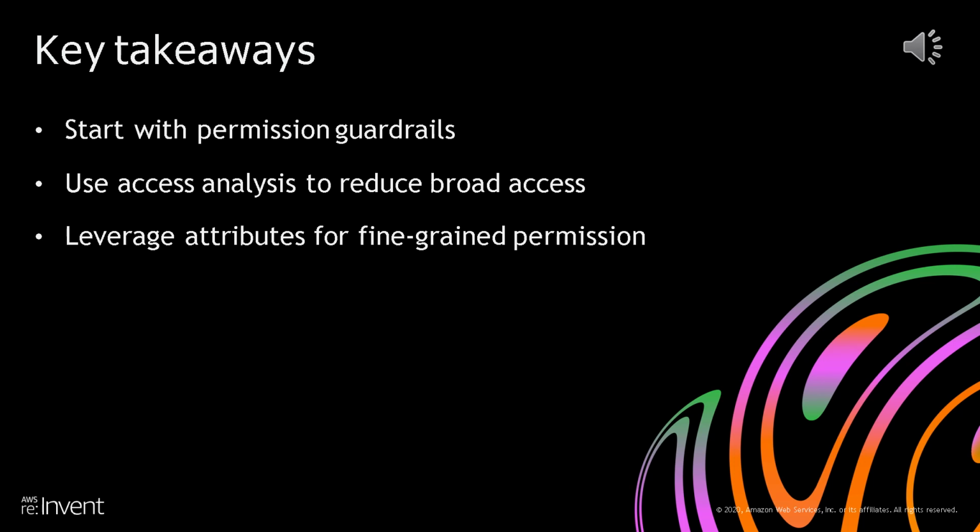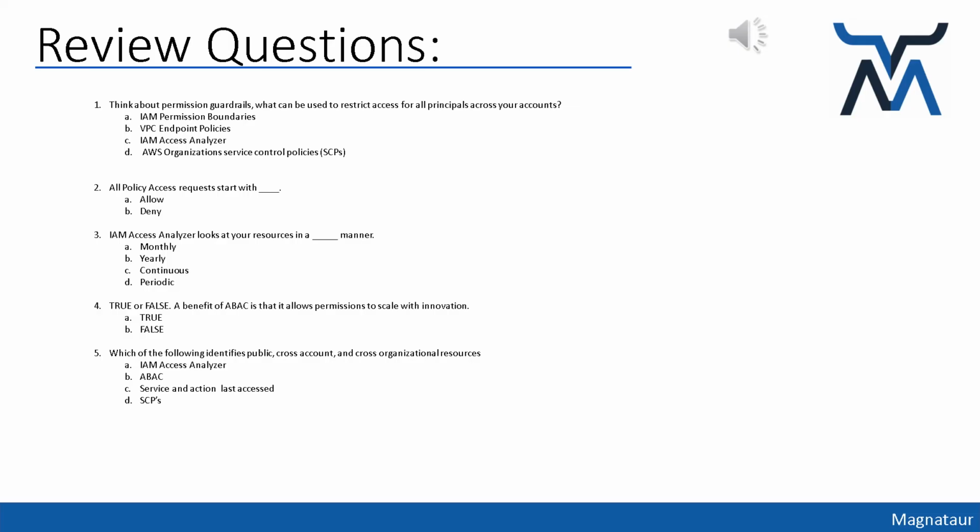Some of the key takeaways to remember are to start with your permission guardrails, to use access analysis to get toward least privilege and reduce broad access, and to leverage attributes for fine-grained permissions.